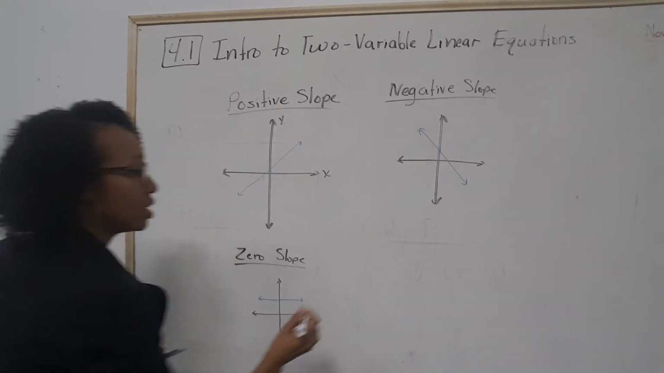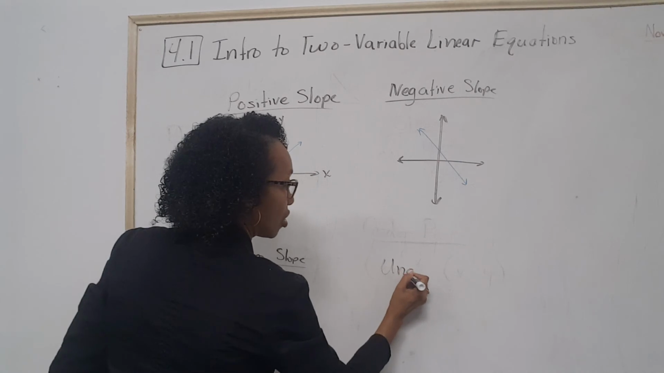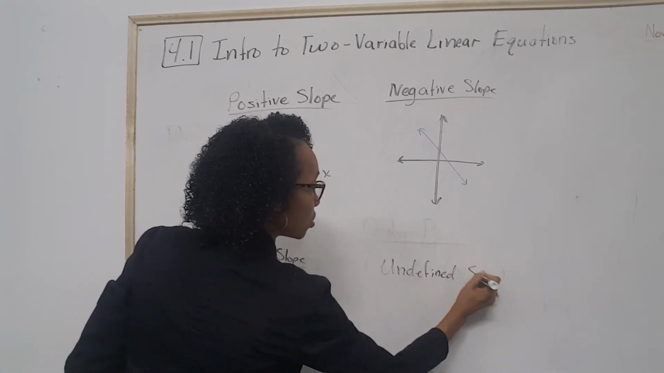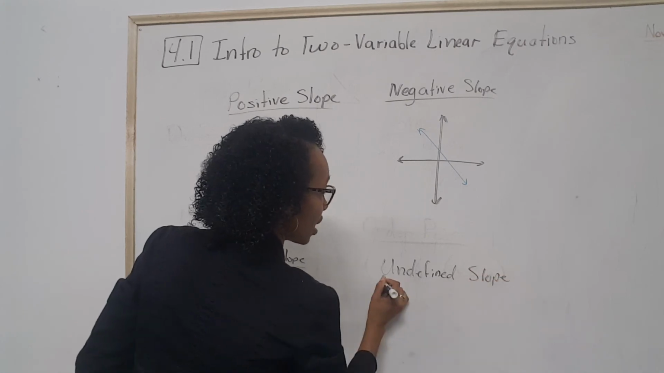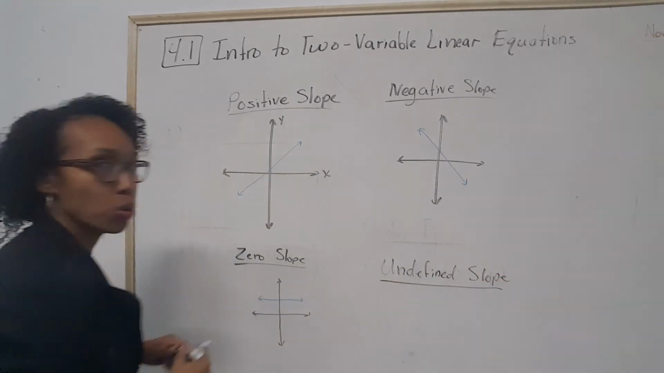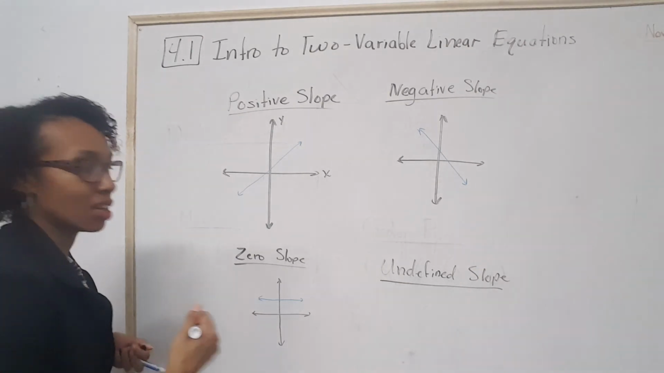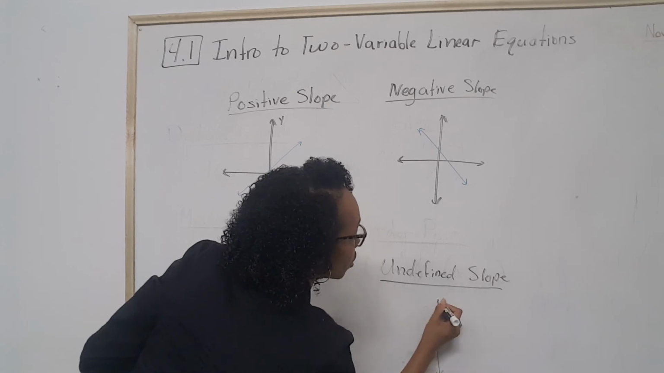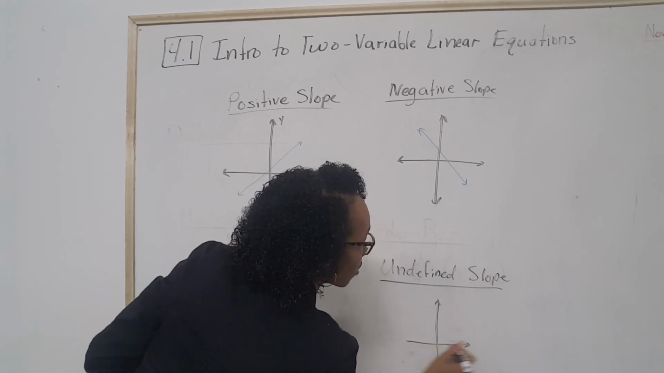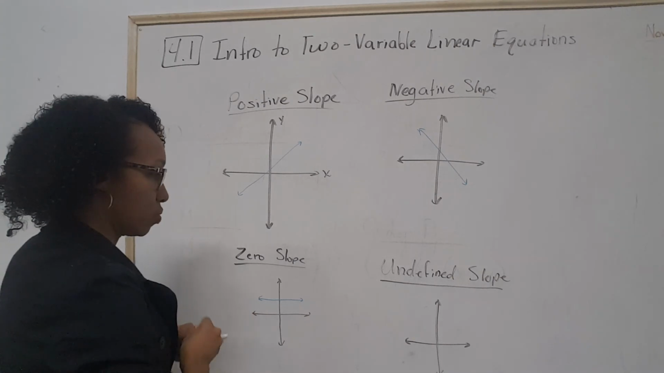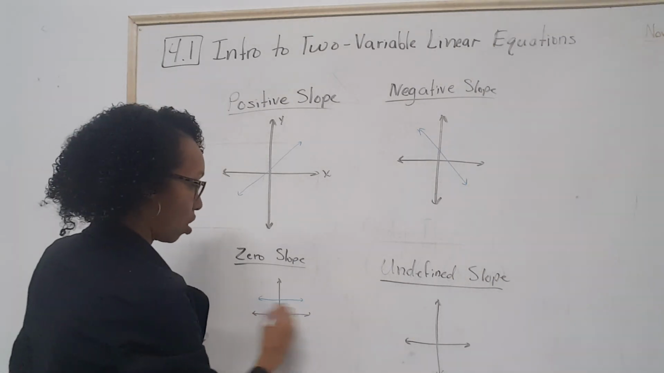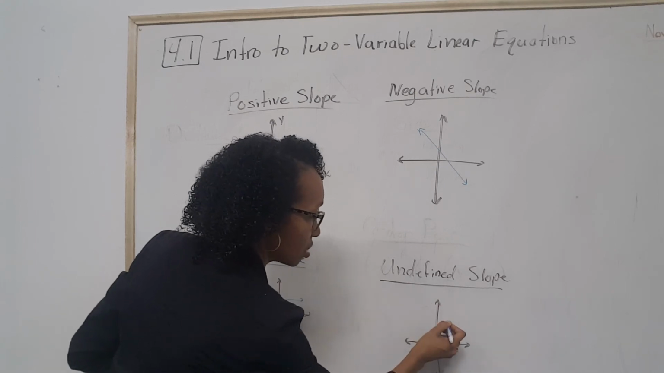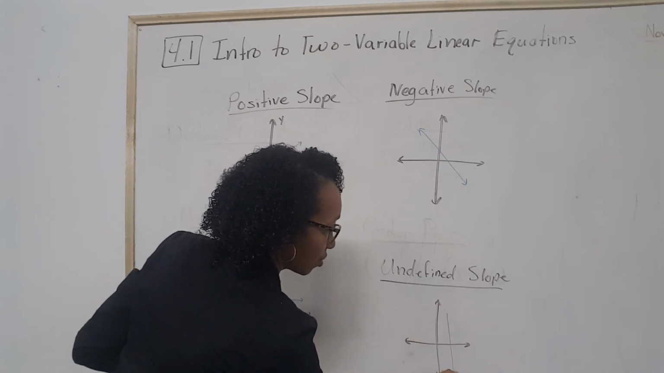The last one is an undefined slope, and it's going to be the opposite of your zero slope. If it's undefined, it is so steep that you can't really identify exactly how steep it is, because it just goes straight up and down, okay? So for this one, instead of going across, it goes straight up and down. And again, it could be anywhere on this graph, it just needs to be up and down, okay?